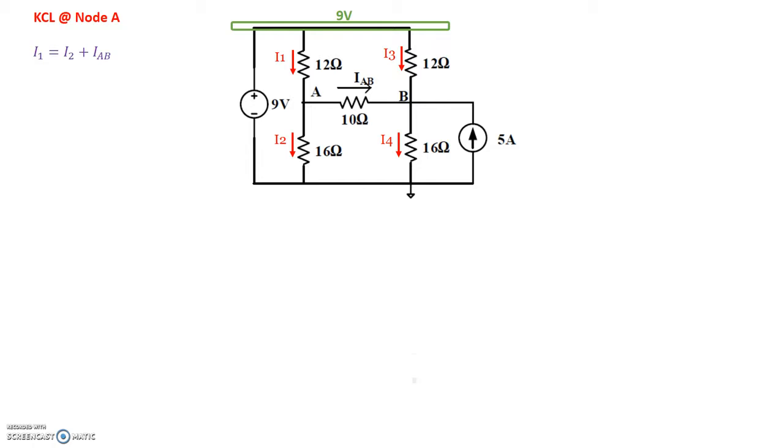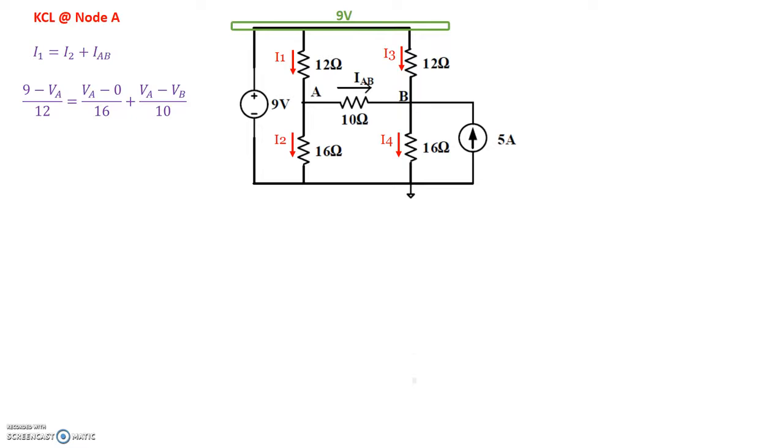Now I1 flows from the 9 volt node towards A through the 12 ohm resistor. So I1 can be written as 9 minus the voltage at node A, divided by the resistor 12 ohms, using Ohm's law. Similarly, I2 can be written as node A, VA minus 0, divided by 16, and IAB can be written as VA minus VB divided by 10.